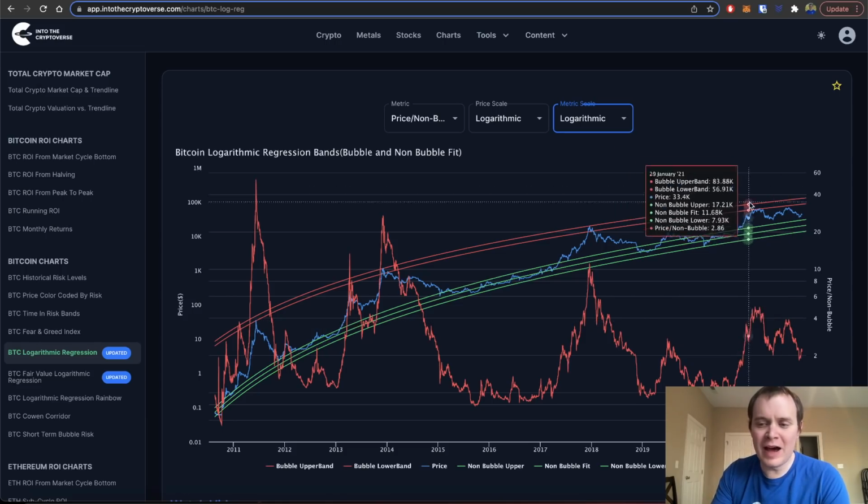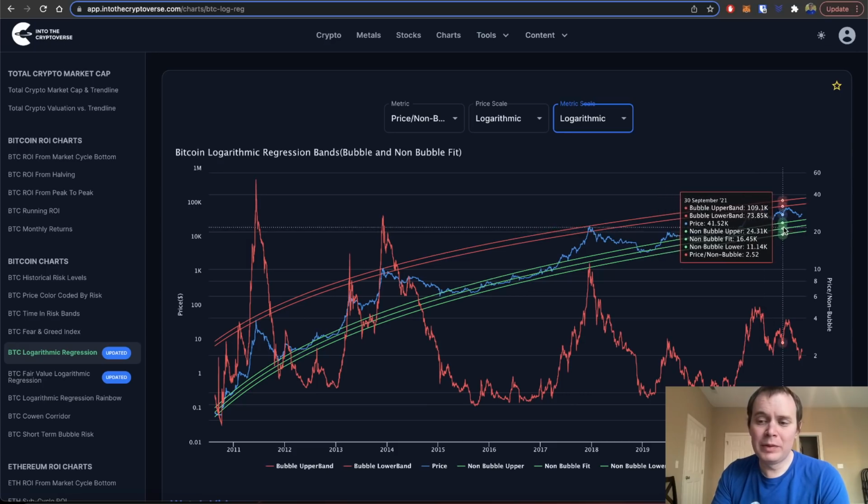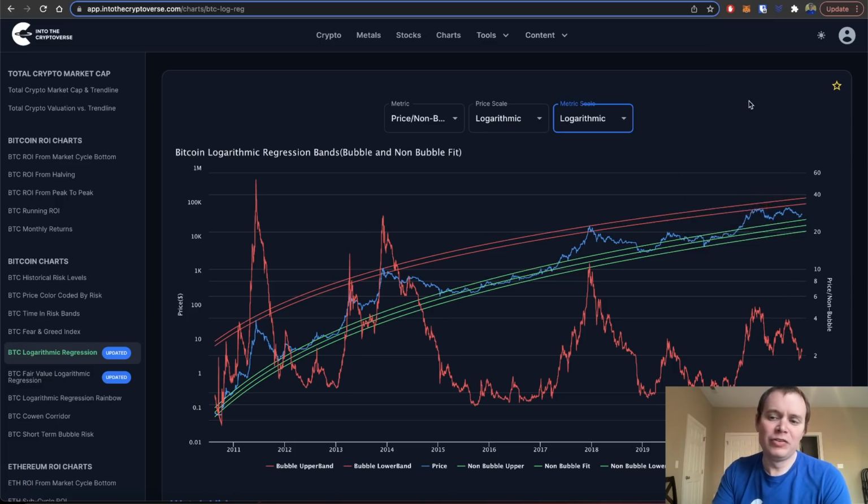The reason for that is because when Bitcoin went to 64K, the fair value was only around 13K. When we went to 69K, the fair value was closer to around 18K or so. So again, since the fair value has gone up based on non-bubble data, it made it so that the extension from the fair value was actually less, even though we went to $69,000. I think that's worth pointing out.